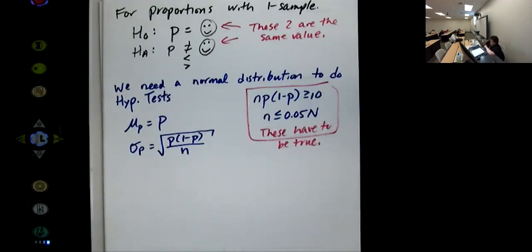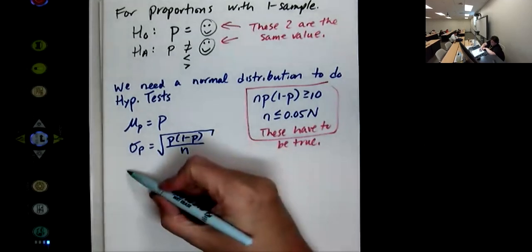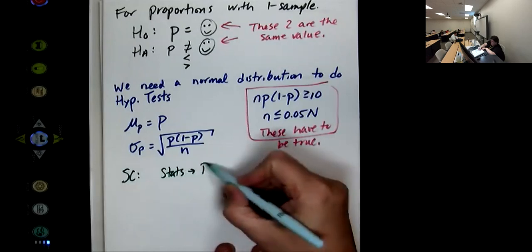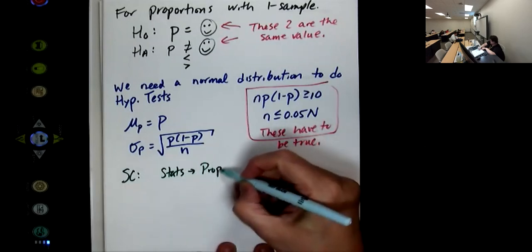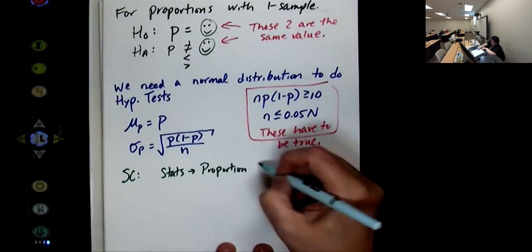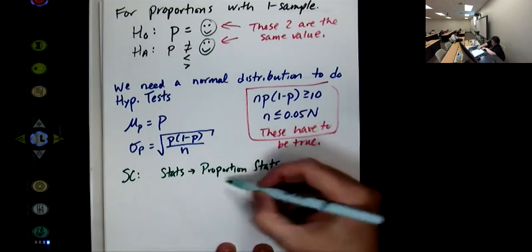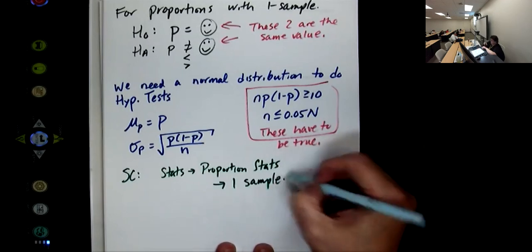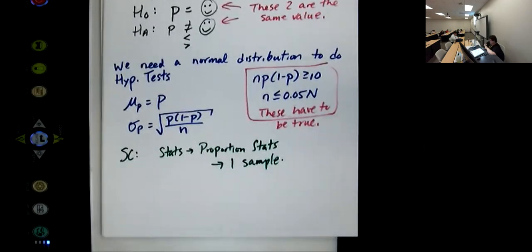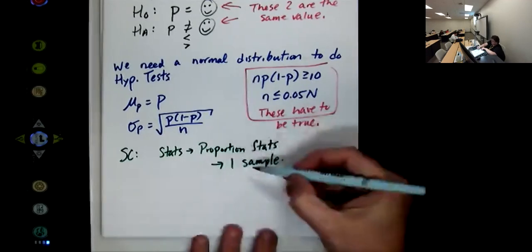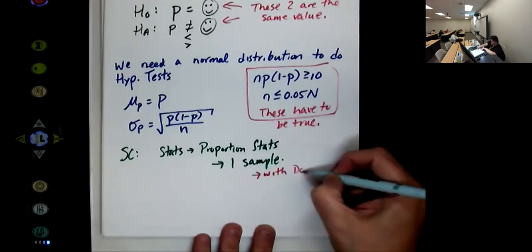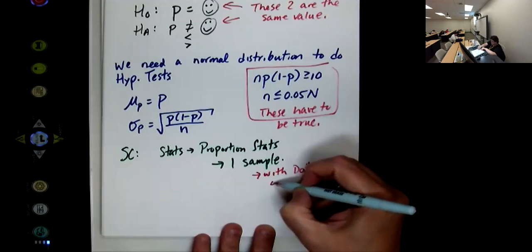If all that's good, in StatCrunch, we will do stats, proportion stats, one sample. Now you'll either have the data or you'll have the summary. So at this point, it's either with data or with summary.